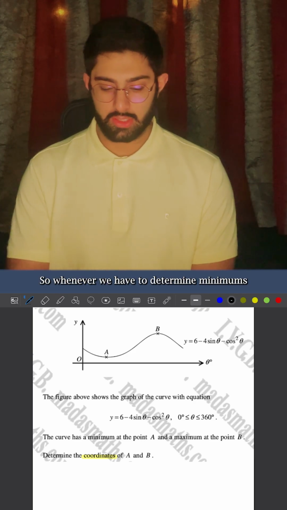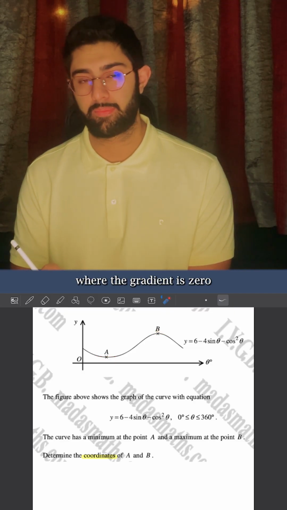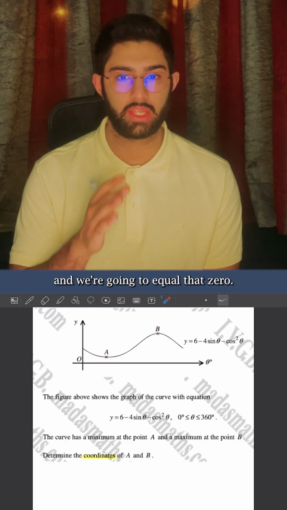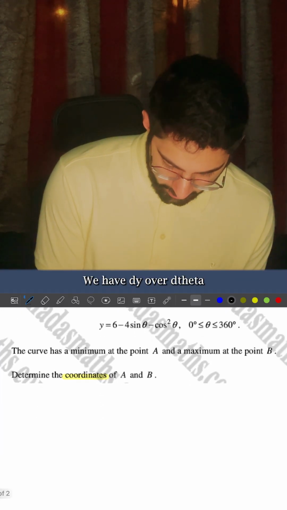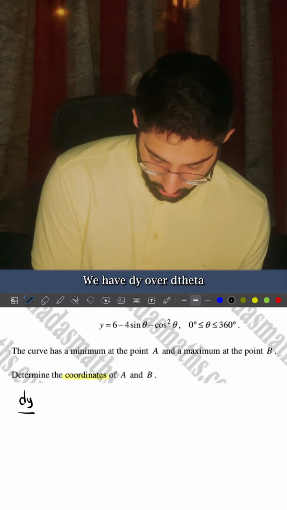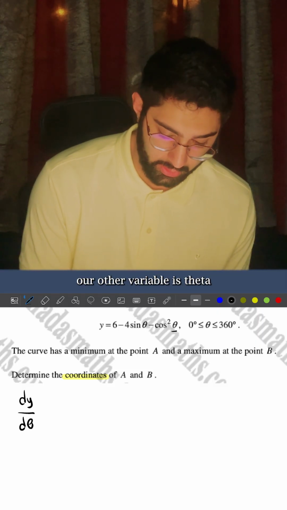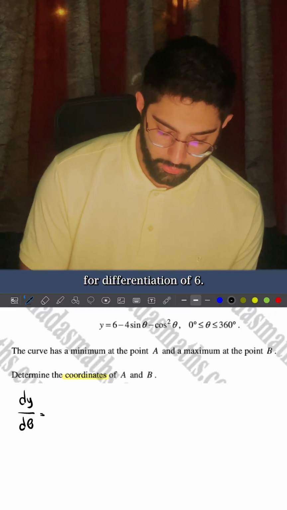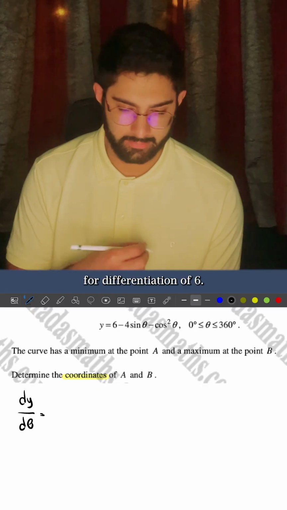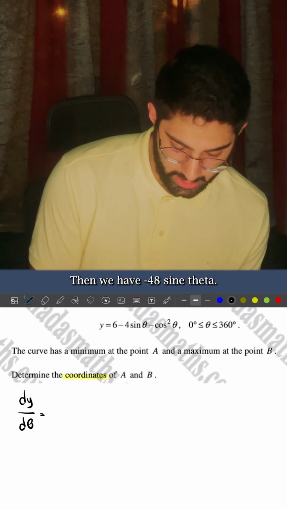Whenever we have to determine minimums, we're talking about points where the gradient is 0, meaning we're going to take differentiation and equal that to 0. So let's go ahead and do that. We have dy over d theta, not dx, because our other variable is theta. It's going to equal, we're going to go one by one. The differentiation of 6 is going to be 0, it's going to go away. Then we have minus 4 sine theta.